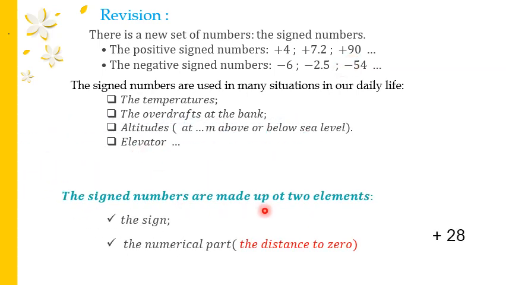The signed numbers are made up of two elements, the sign and the numerical part, which represents the distance to zero. For example, here, +28, plus means a positive number, it has a plus sign, and 28 is the distance from zero.